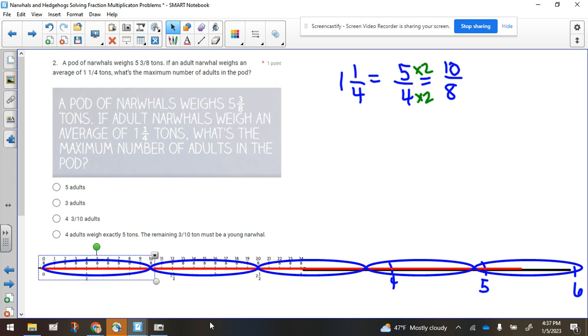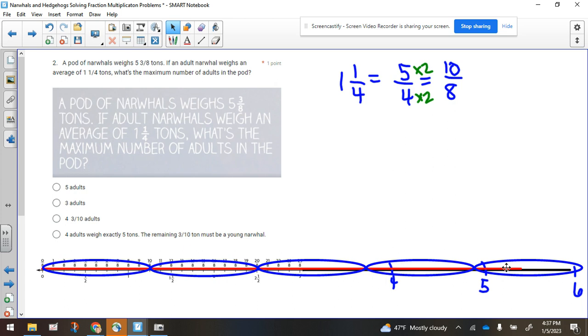So the question is, how many of those can we fit? So here's the first one. This would be the second group of 10/8. This would be the third group. Oops, I grabbed the wrong thing. This oval right here would be the third narwhal. This would be the fourth narwhal. And then we don't have enough here for this narwhal right here, the fifth narwhal.